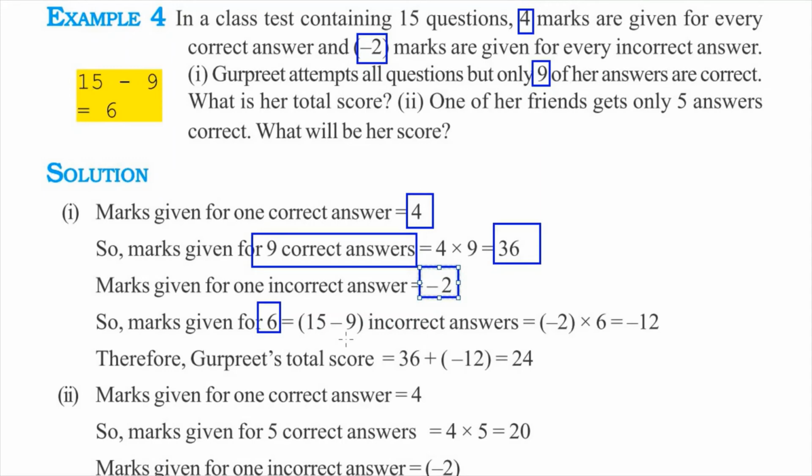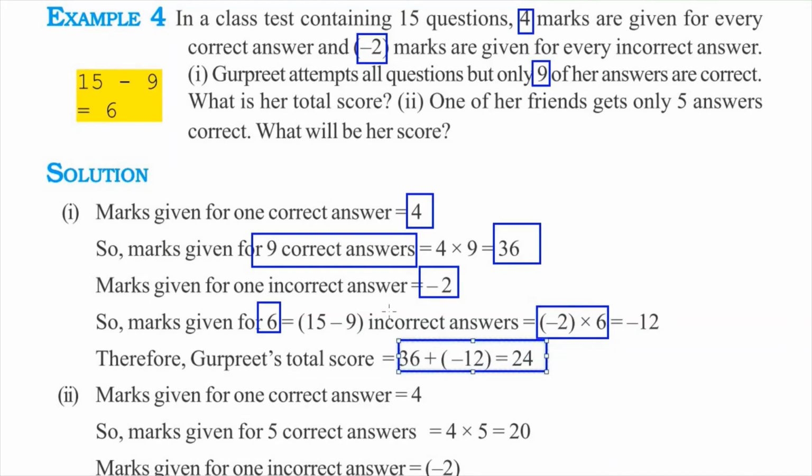This means that the total incorrect answers she has is 6. So the total negative marking she gets is minus 2 times 6, that is minus 12. This means that her total score is 36 minus 12, that is 24.